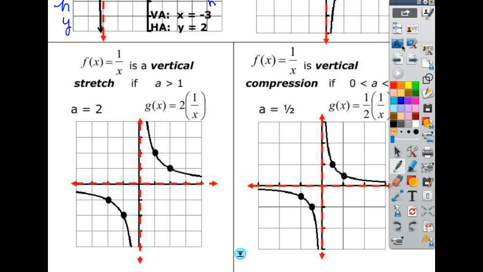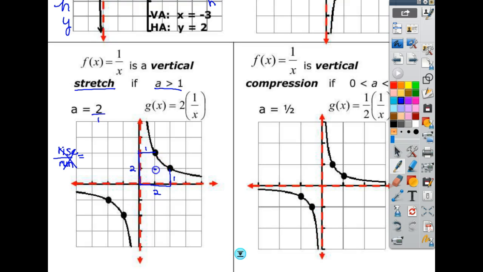If the A is greater than 1, it's a stretch, and that's always been the case all year long. Our A is 2. So you go over 2, up 1. Normally you do rise over run, but it might be better to do your left and right first. Go left or right, whichever direction, and then up. So that's 2 over 1. So that's how we got our A.